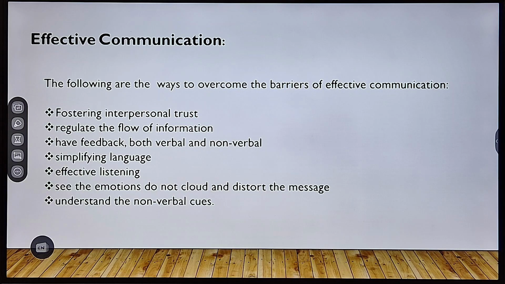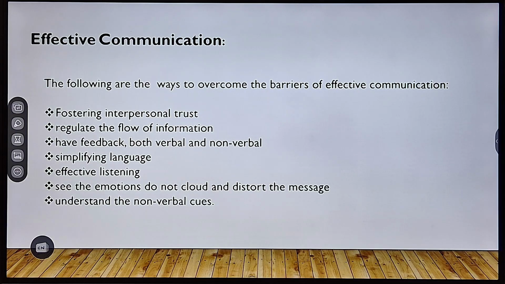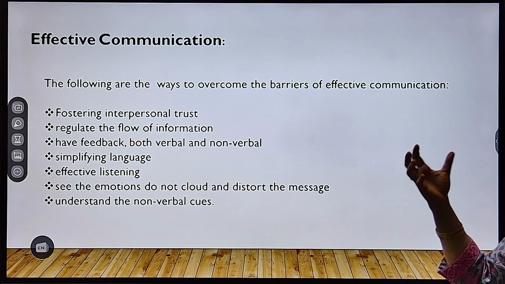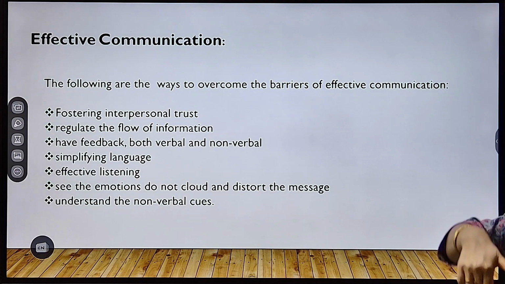The next is you regulate the flow of information. The flow of information should be in a proper manner. From whom? Flow of information in the organization. It can be in all ways, from top to bottom, from bottom to up. If a problem arises at the lower level, then it should be communicated to the higher order managers so that they can look into the matter and find out the solution. So flow of information will be in all directions, not only from top to bottom or from bottom to up.